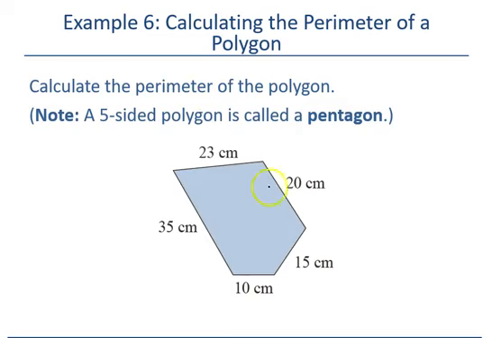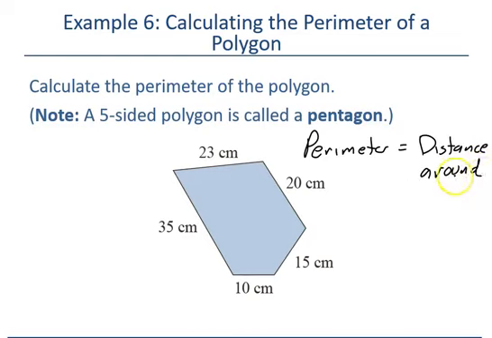Calculate the perimeter of the polygon. Note, a 5-sided polygon is called a pentagon. Okay, well, perimeter just means, okay, let's put it here. Okay, distance around. Okay, that'd be like walking around your pool. What is the perimeter? How long did it take you to walk around the pool? And what we do is you just got to add up everything. You usually take all of these values and add them all up.